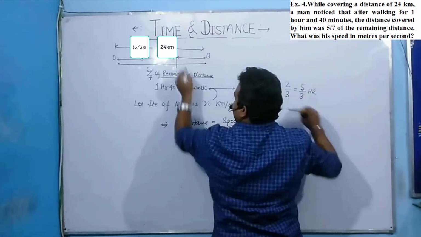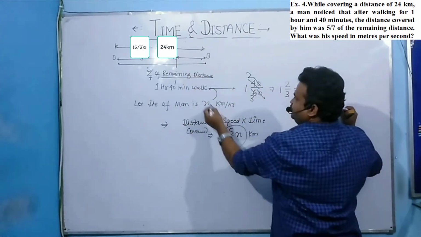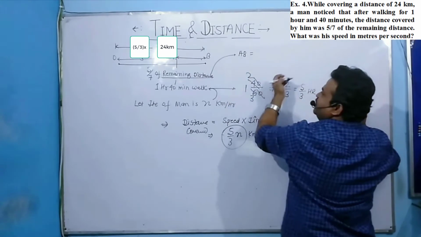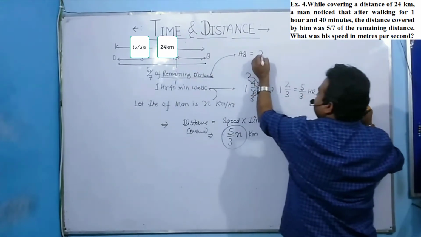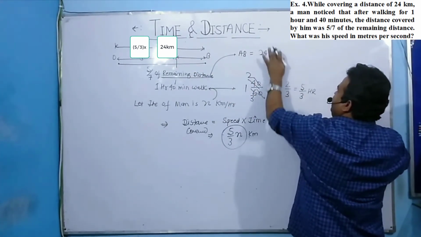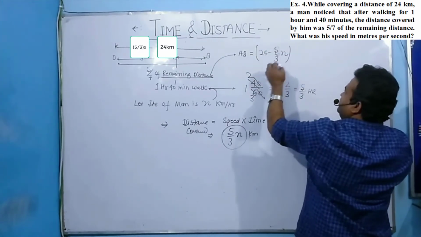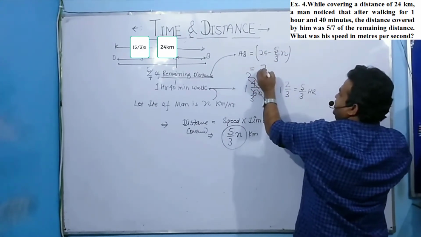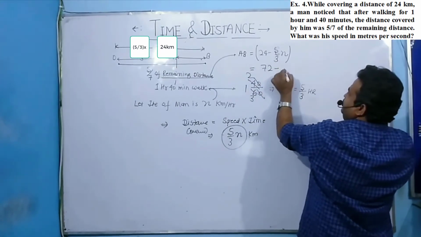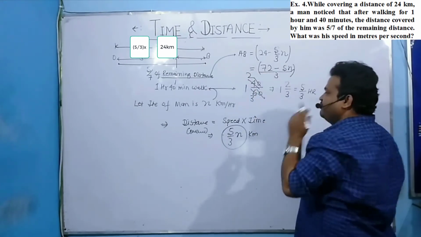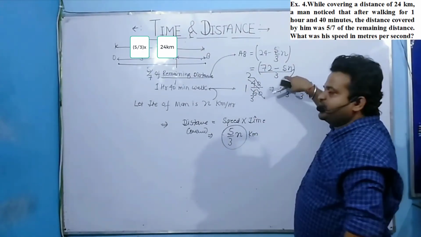So what is my remaining value? The remaining distance AB is calculated as 24 minus 5x/3. Taking the common denominator, this is (72 minus 5x) divided by 3. This is my remaining distance.